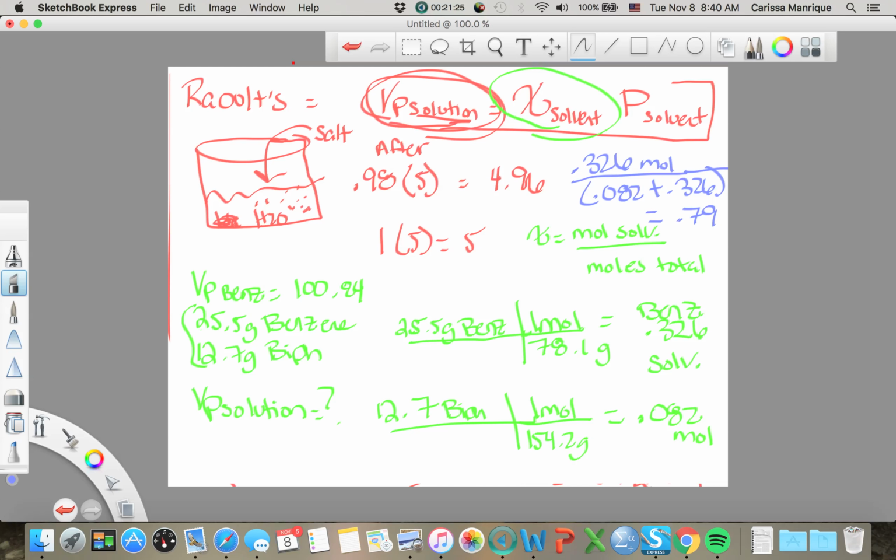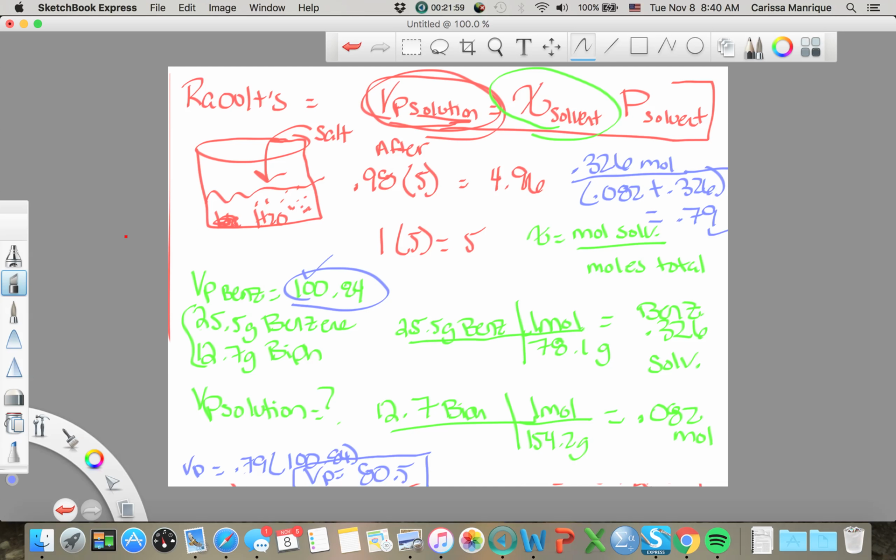But now I have everything I need. I have my mole fraction and I have my vapor pressure of my solvent. So I just multiply those. So vapor pressure of benzene is going to be my mole fraction of the solvent, which is 0.79, times right here, vapor pressure of pure benzene, which is 100.84. And so then my vapor pressure is 80.5.